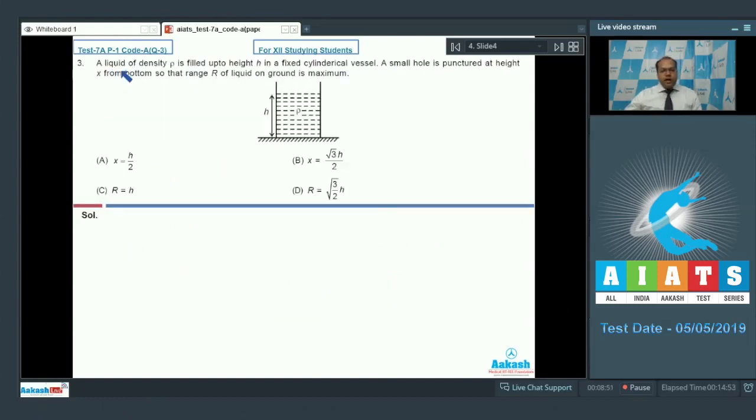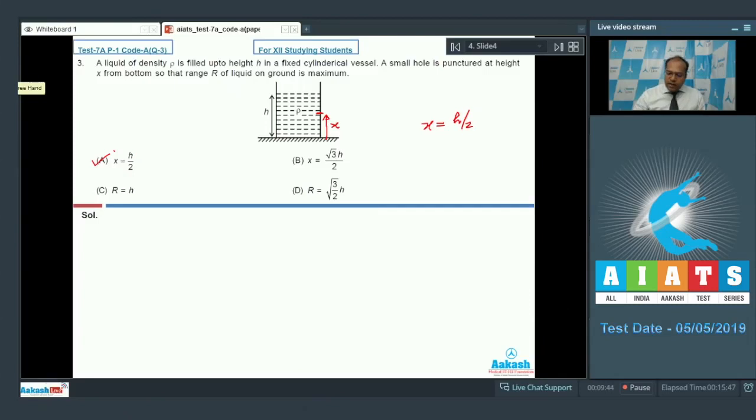In question number 3, a liquid of density rho is filled up to height h in a fixed cylindrical vessel. A small hole is punctured at the height x from the bottom so that range R of the liquid on the ground is maximum. So suppose when the puncture is made at this point, which is at a distance x from the bottom, then we know that in order to have the maximum range on the ground, the value of x must be equal to h by 2. It is a standard result. So we can say that the value of x is equal to h by 2. So option A is correct and B is wrong.